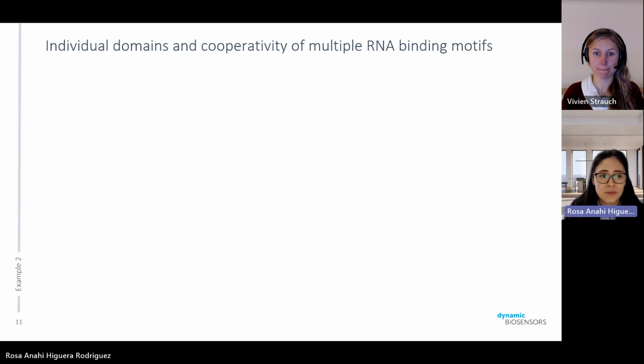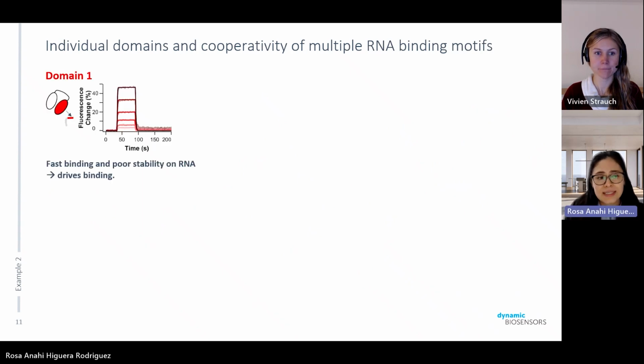So we started the same way. We looked at the separate domains. In this case, we were not able to express the domains completely separately because of the stability of the protein. But what we did was knock out one or the other domain in the protein. So we see domain 1 has a very fast on rate and off rate. So from the previous example, we can already infer that this domain is probably the one that drives the binding in the tandem protein.